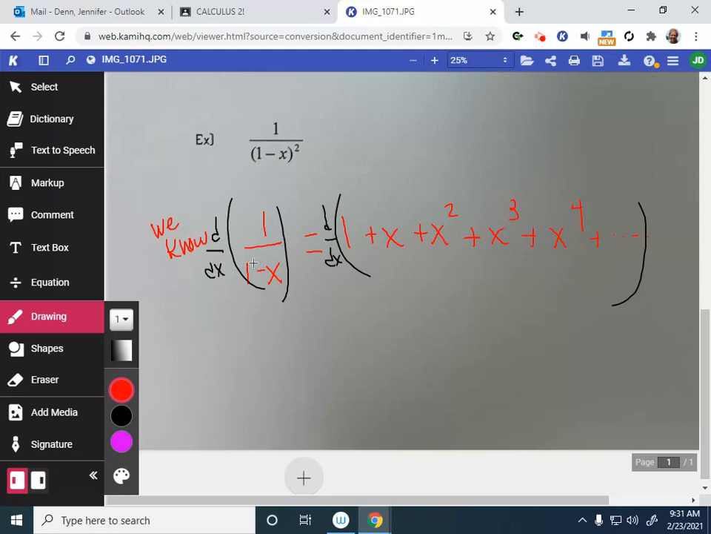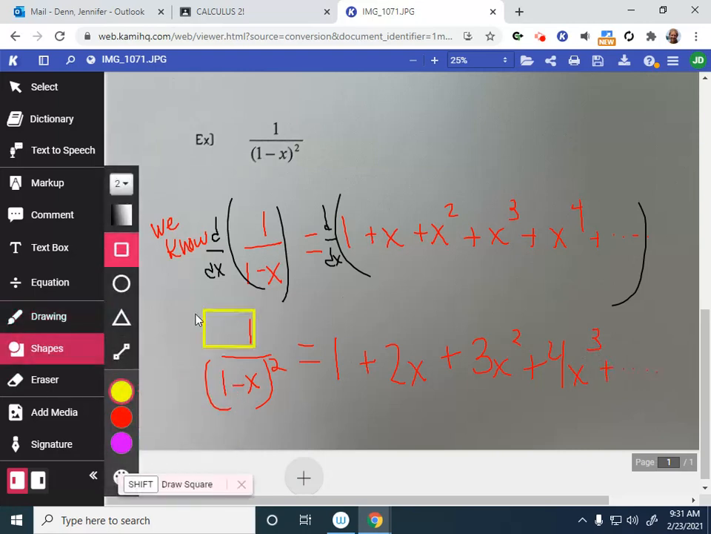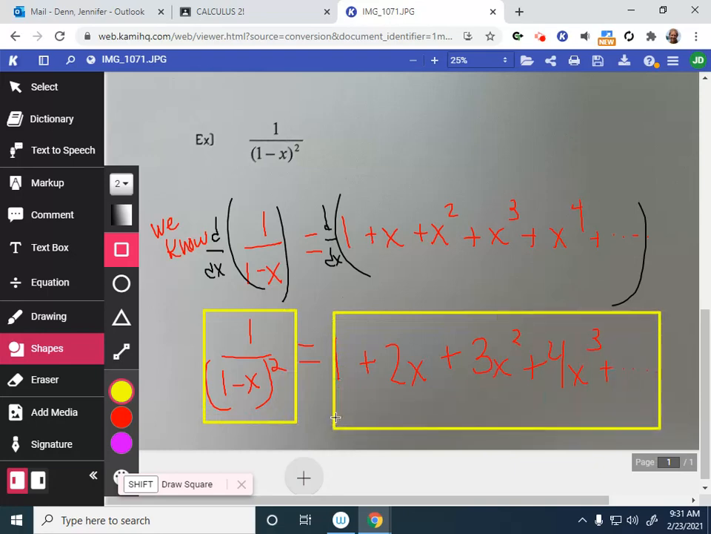So the derivative of 1 over 1 minus x, I showed in the part that I just erased, is 1 over 1 minus x quantity squared. And I'm going to take the derivative of each term. So the derivative of 1 is 0. The derivative of x is 1. Derivative of x squared is 2x. Derivative of x to the third is 3x squared. 4x to the third, and so on. So this function and this series are identical.